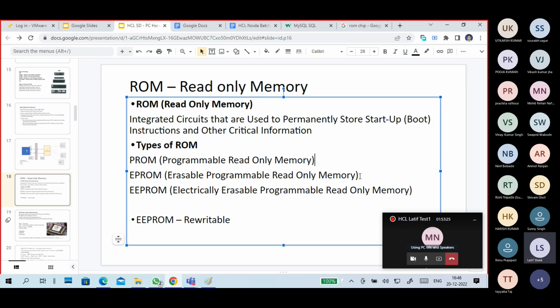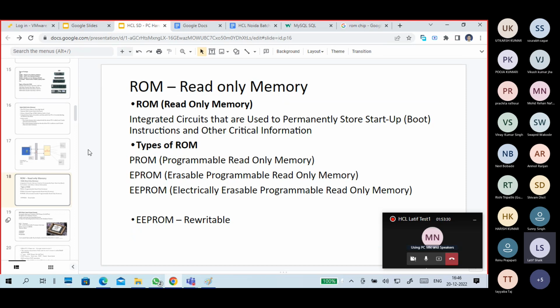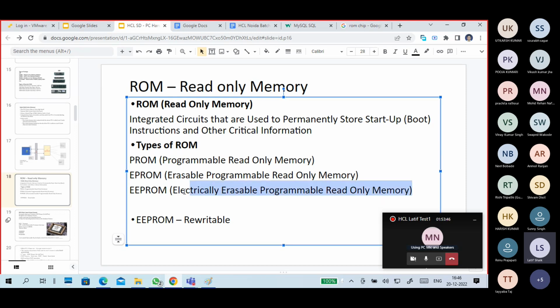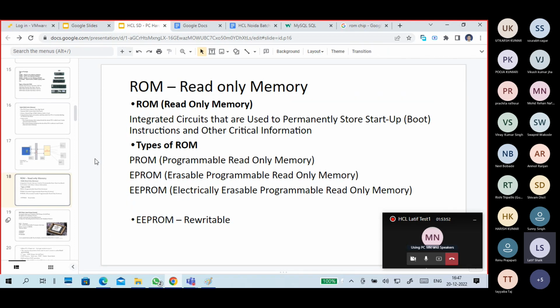Next one is erasable programmable read-only memory. A chip contains data, and you can erase it, but you cannot rewrite it. Then electrically erasable programmable read-only memory, those are EEPROM chips. These chips are rewritable, meaning once you program, you can remove it and rewrite the program inside. So most of our BIOS chips, our ROM chips, are actually EEPROM chips.